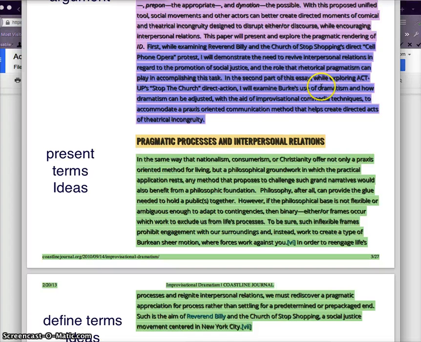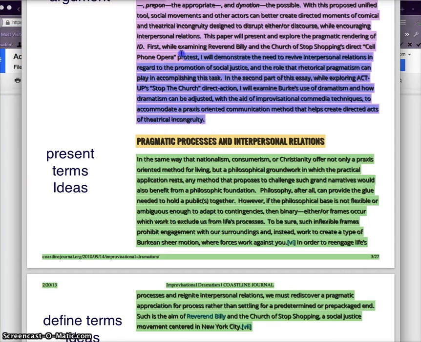In the second part of this essay, while exploring ACT UP, Stop the Church Direct Action, I will examine Burke's use of dramatism and how dramatism can be adjusted with the aid of improvisational commedia techniques to accommodate a praxis-oriented communication method that helps create directed acts of theatrical incongruity.